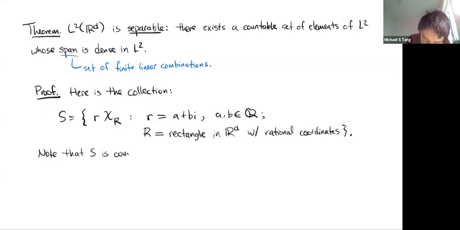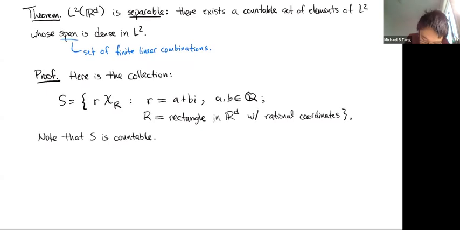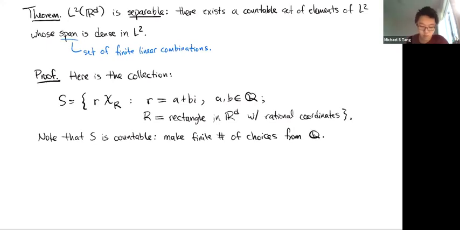And the reason is that if you want to specify an element of this set, you have to choose a and b, which are both rational, and then you have to choose 2 times d other rational numbers to determine the rectangle. So we have a finite number of rational numbers which will specify an element. So that's a countable set. We need to make a finite number of choices from Q to specify an element of S.